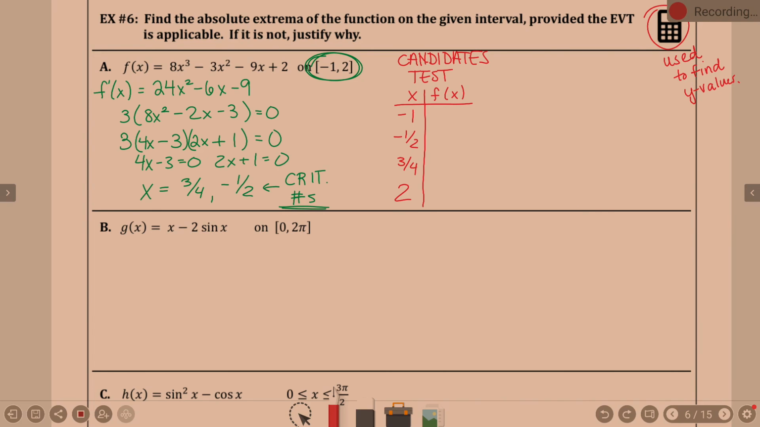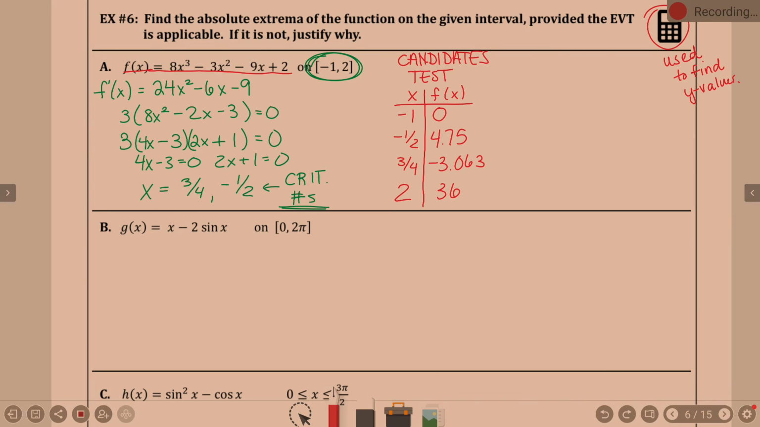I need to know the y values for those. How do I find y values? Plug them into here, yes? Negative 1 works out to be a 0. Negative 1/2 is 4.75. 3/4, 0.75, is negative 3.063. And 2 is 36. That is purely plug in your calculator and do the math, okay?